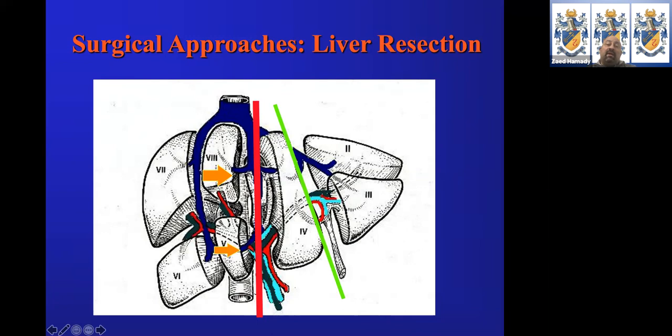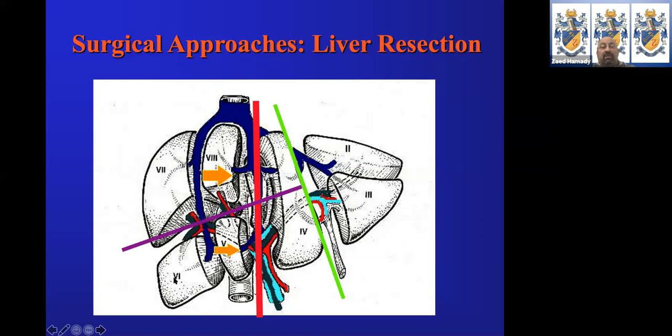Usually it's very well known that central hepatectomy is probably the most difficult procedure, and usually it has a higher risk of bleeding compared to the left or right hepatectomy anatomical resection.